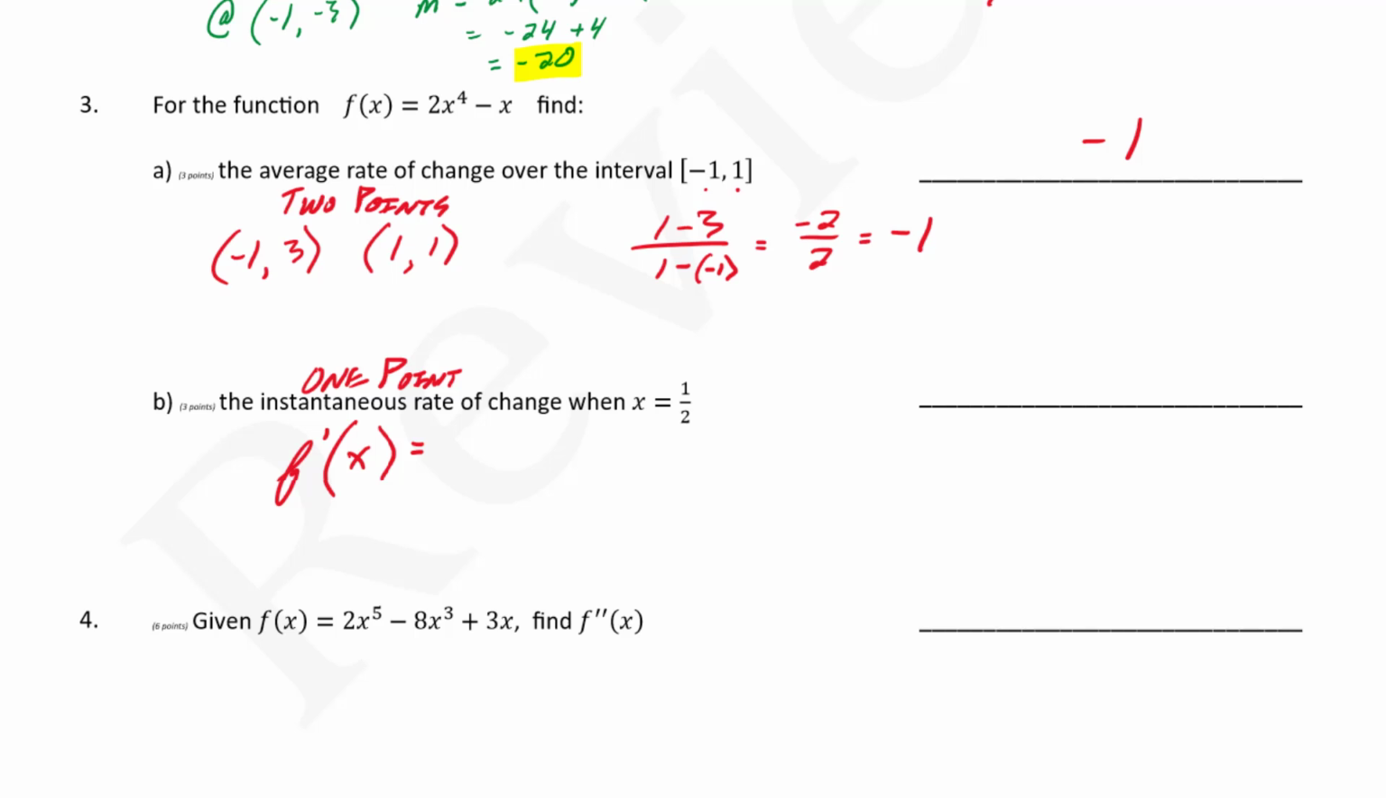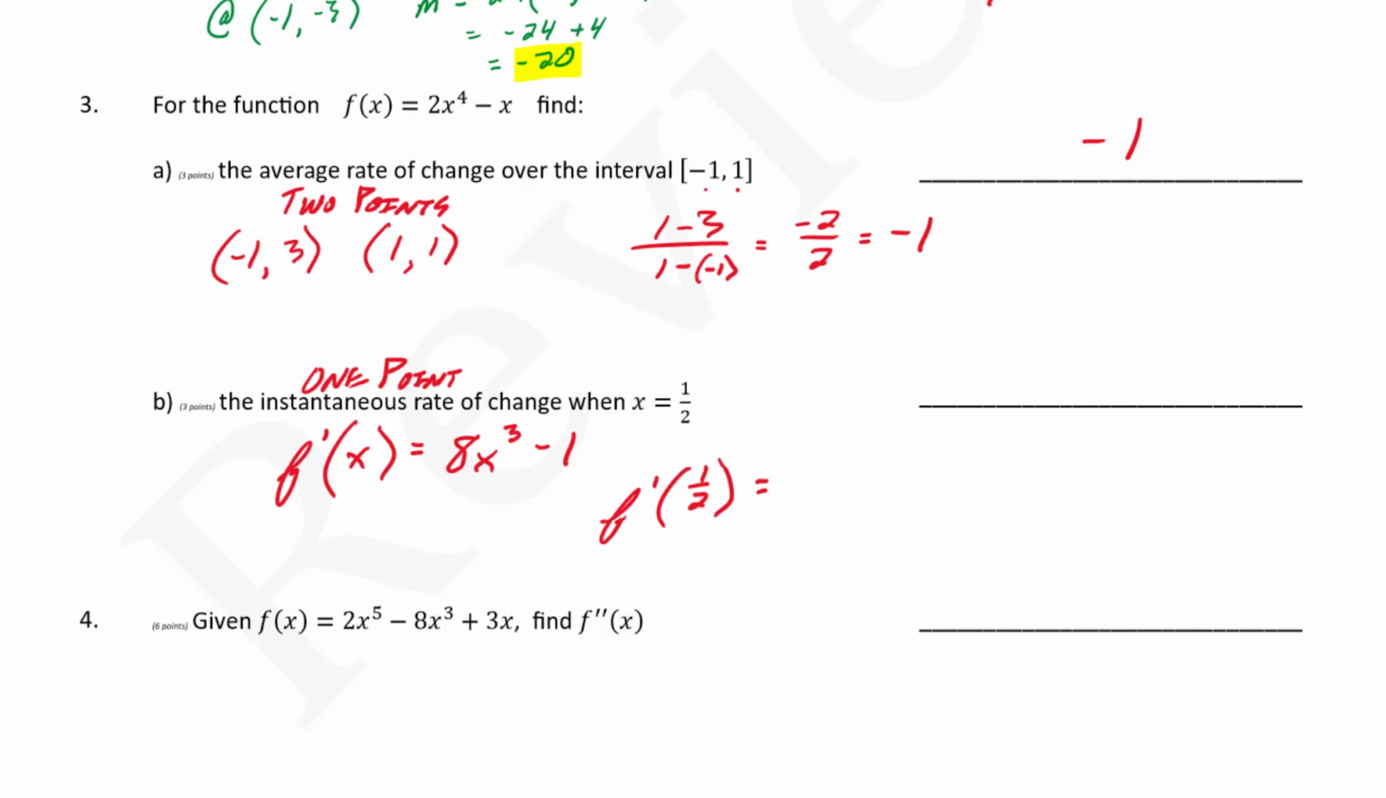Once again, power rule with this one, 4 times 2 in front turns into 8. Power then drops by 1, so 4 turns into 3. And then minus the derivative of just an x is going to leave a 1 in that spot. And so now let's figure out what's f prime of 1/2 if I were to plug it in.